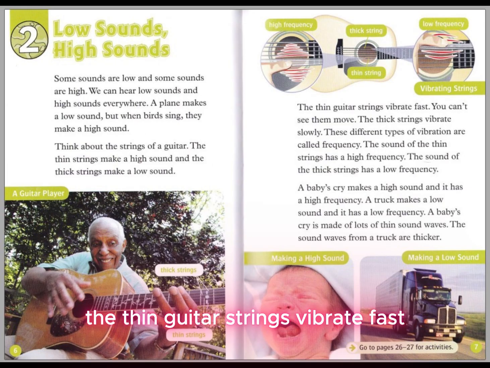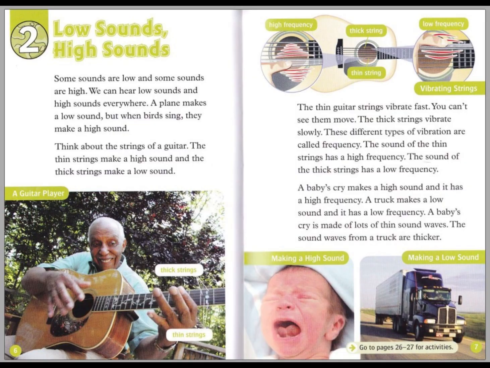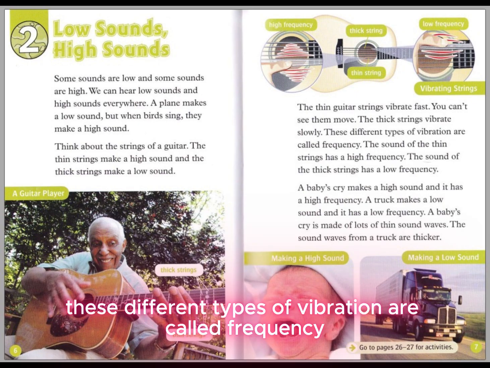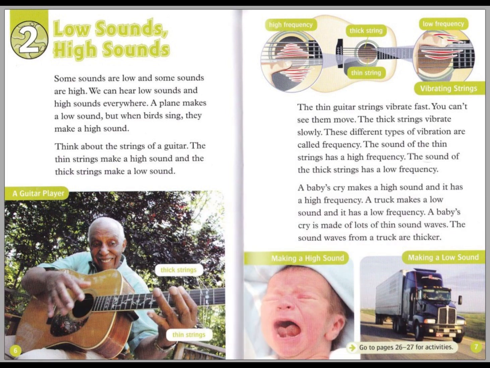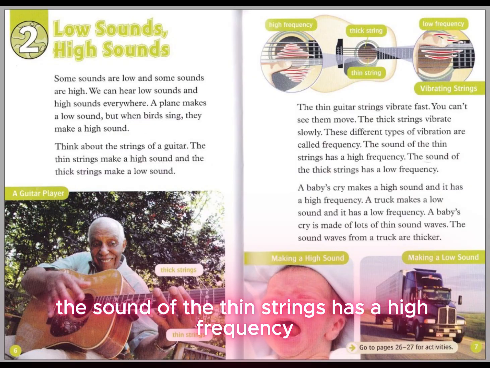The thin guitar strings vibrate fast. You can't see them move. The thick strings vibrate slowly. These different types of vibration are called frequency. The sound of the thin strings has a high frequency. The sound of the thick strings has a low frequency.